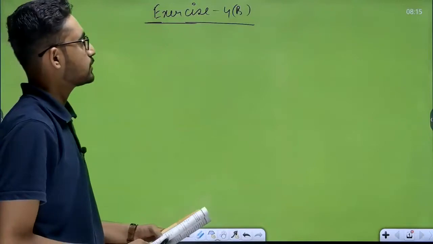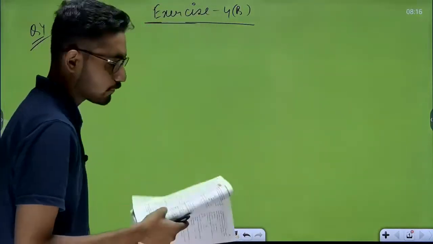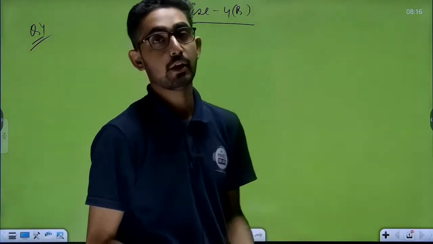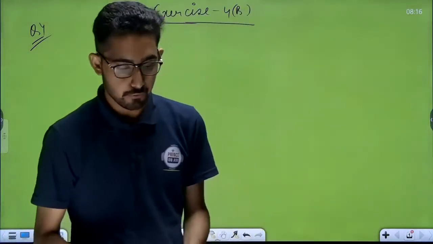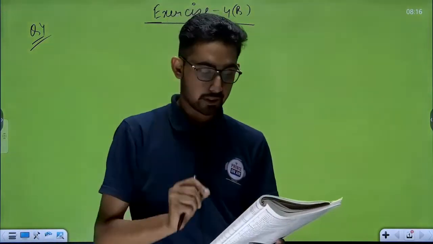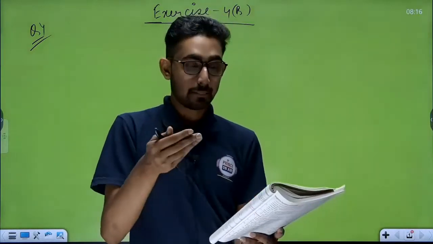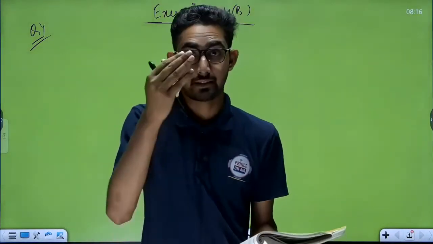Okay, students. Today we are going to start exercise 4B from question number 4. First of all, just try to understand what the question says. Question number 4: the base of an iceberg is 7 kilometer below the sea level and the top is 10 kilometer above the base.